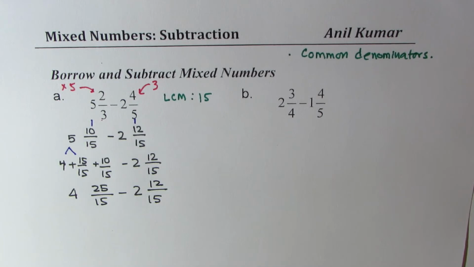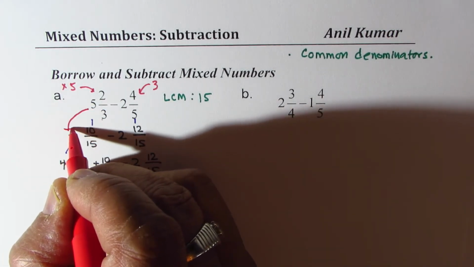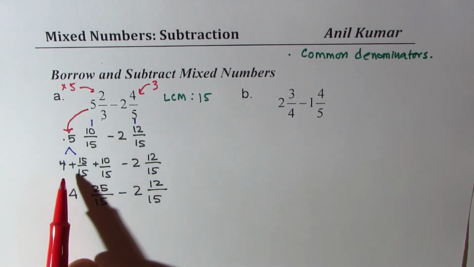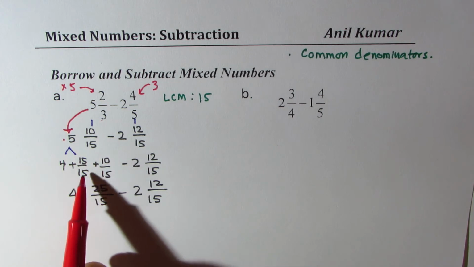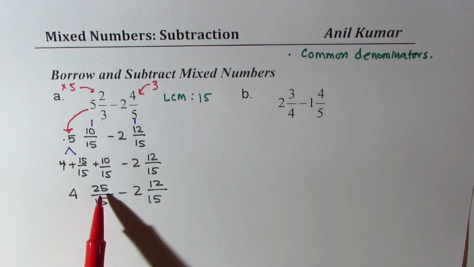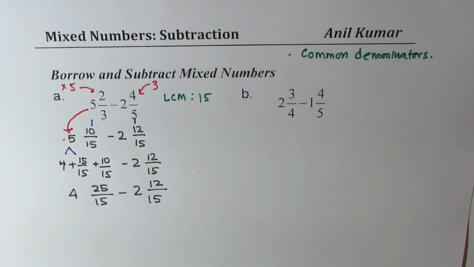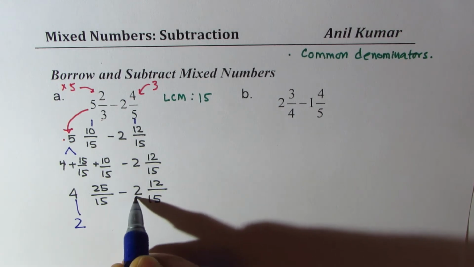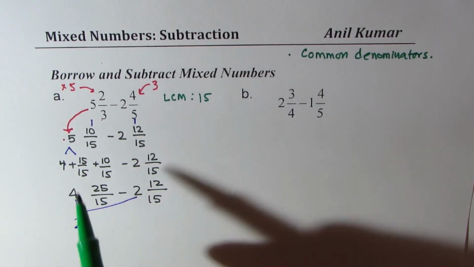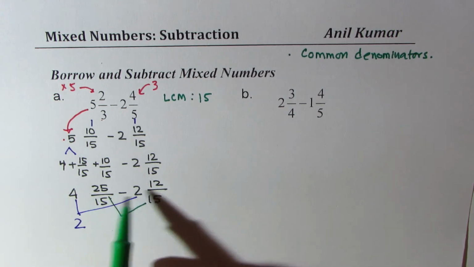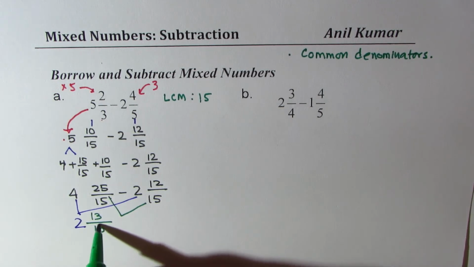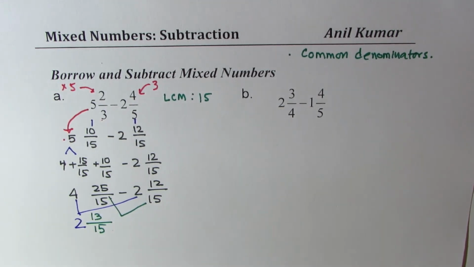So the idea here is to split 5 into two portions, and that is kind of a borrow. So I borrowed 1 from 5 to make this fraction with a higher denominator. That is what I did. And now I'll do 4 minus 2, which is 2. So this I get from 4 minus 2, and I will do 25 take away 12, which is 13 over 15 to get my answer. So 2 13 over 15 is the answer for the question.